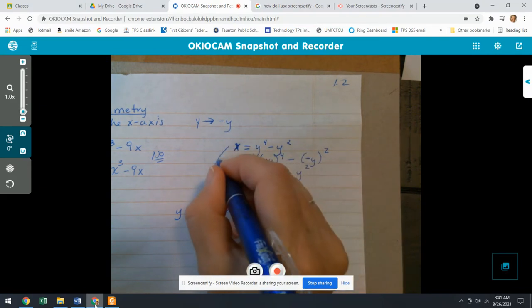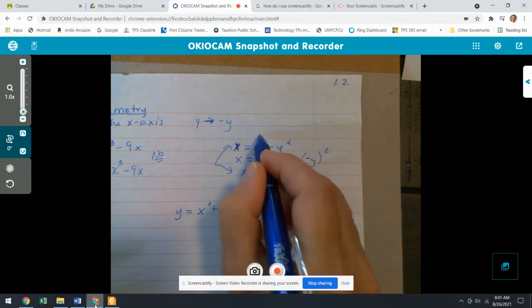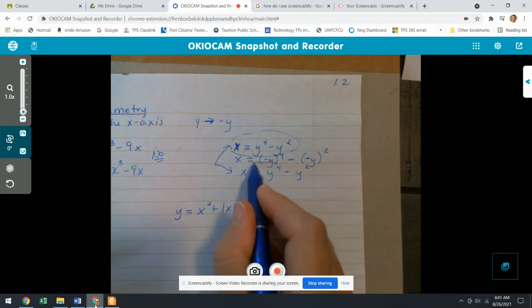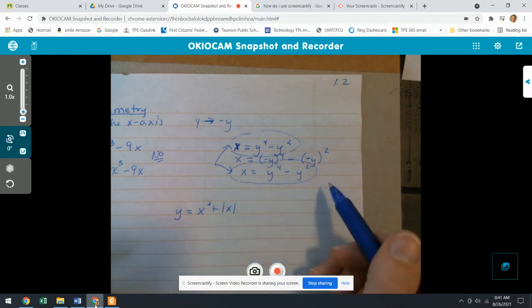So what we're doing is we're comparing these two equations. This was the original. This was our final after we substituted and cleaned it all up.